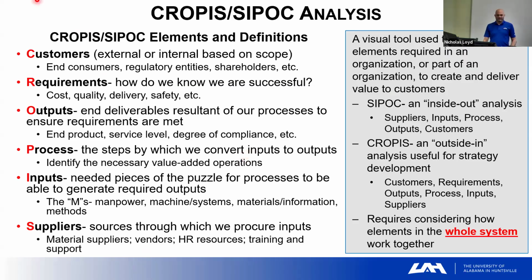The one thing, the R that the CROPUS slipped in that SIPOC didn't have, is requirements. So starting with the customer and saying what are their requirements, and then what outputs do we need to meet their requirements. An output is the end product or the end service that people are actually paying for. And then what processes do we do to create those outputs? What inputs would we need to put into our processes? What people, equipment, materials, methods do we need? And then based on that, what suppliers will we use to get it?